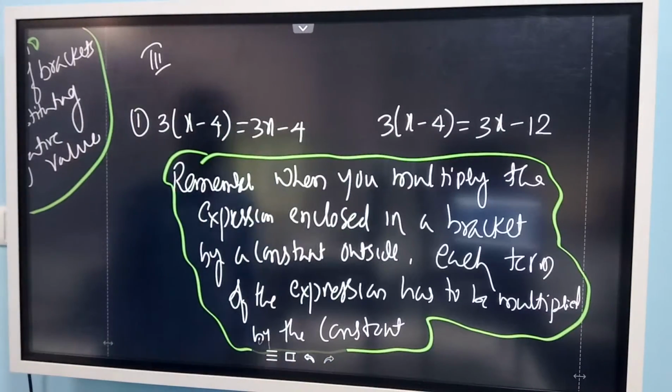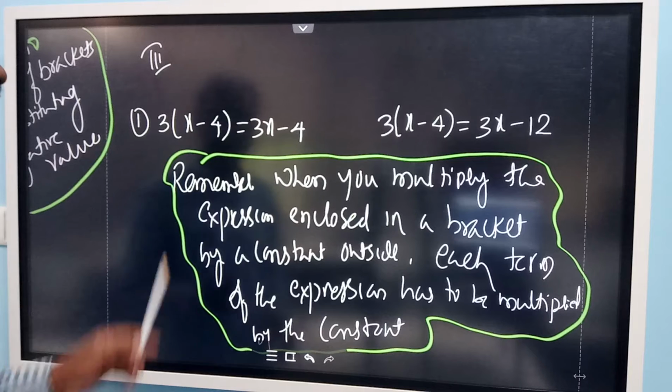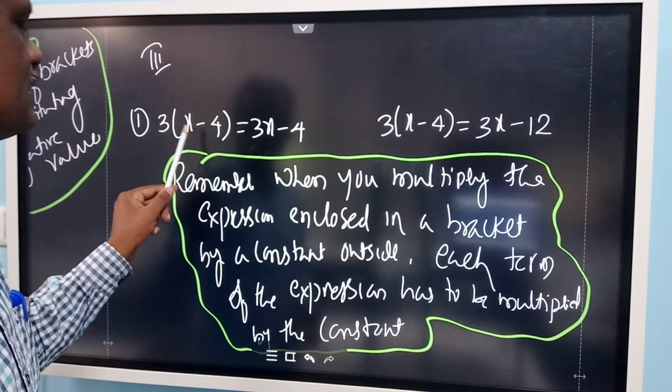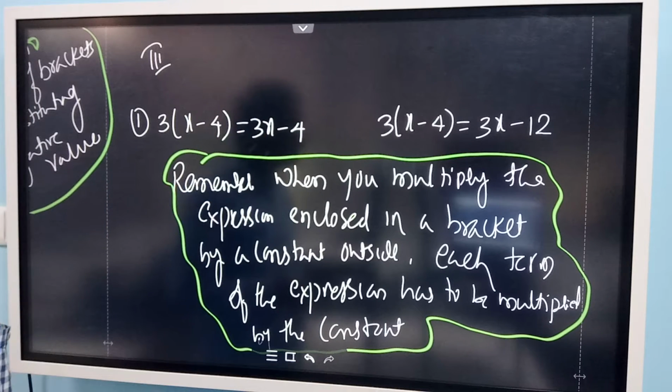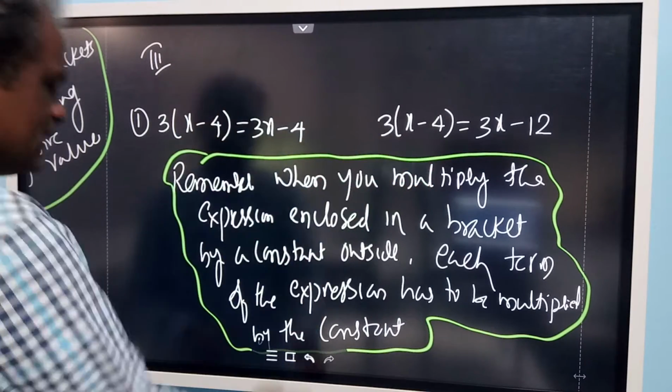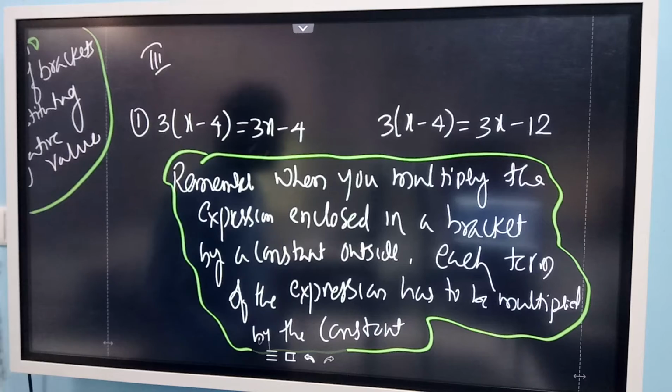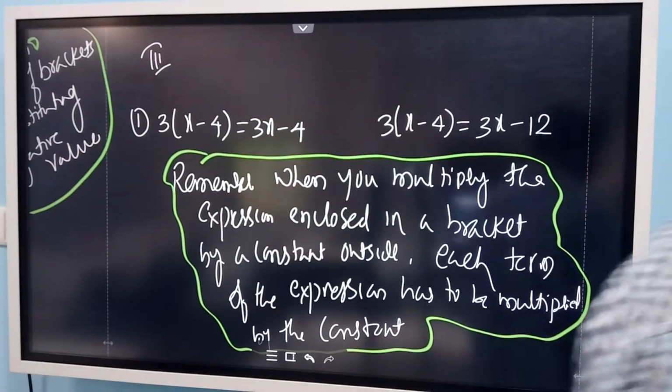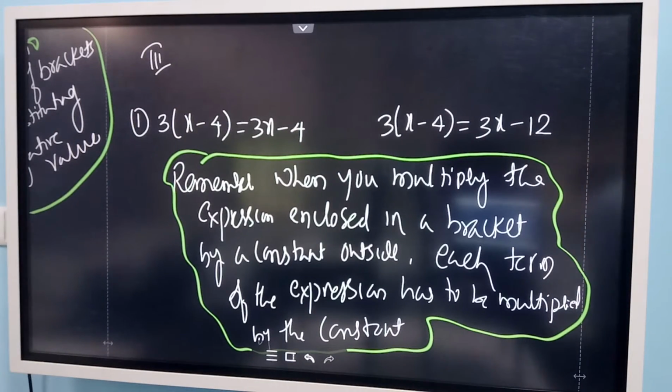So now there is a situation, look at this. 3 into x minus 4 is equal to 3x minus 4. I have another method. This is the first method. Sir, it is not correct. Which one is not correct? Both. Distribute 3 to both x and minus 4. Why?